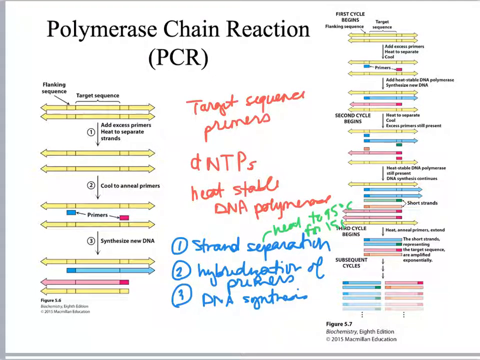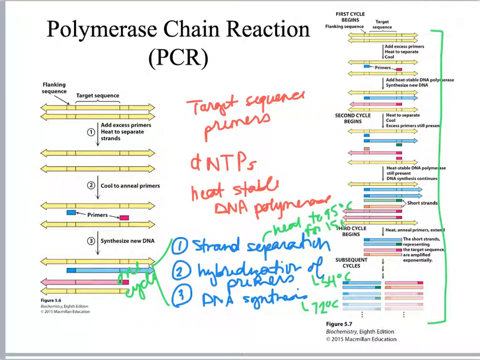Then hybridization is going to occur when that solution is abruptly cooled, and it's going to be cooled to 54 degrees Celsius to allow the primers to hybridize to a DNA strand. Those primers are typically 20 to 30 nucleotides in length. Then our DNA synthesis is going to occur when the solution is once again heated, not quite as high. It's going to be heated to 72 degrees Celsius, which is the optimal temperature for that heat-stable polymerase. And this 3-step process represents 1 cycle of the PCR.